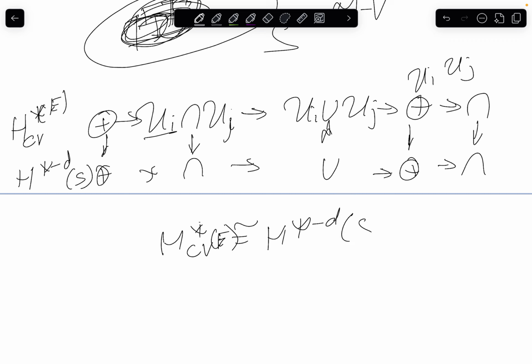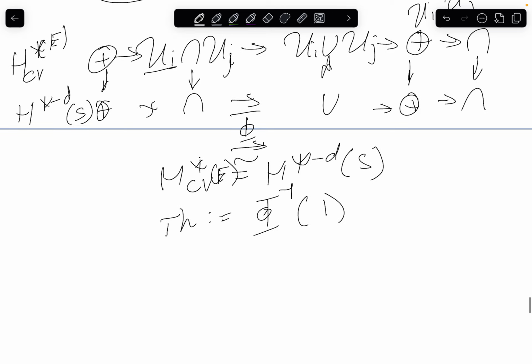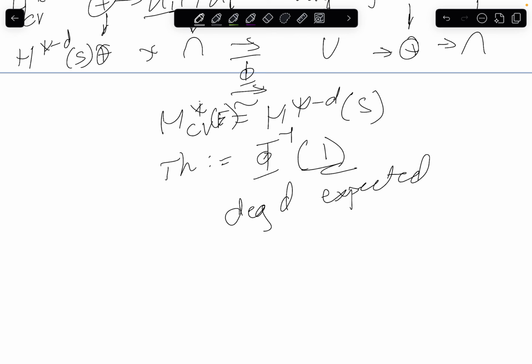minus d of S. And so the Thom class is defined to be, so let's call this map phi, this is defined to be phi inverse of 1. So this will have a degree d, as was expected. And the reason that we take phi inverse of 1 is that, again, you can check the book since we're running a bit low on time, but this will essentially say that the integral is equal to 1 on fibers.